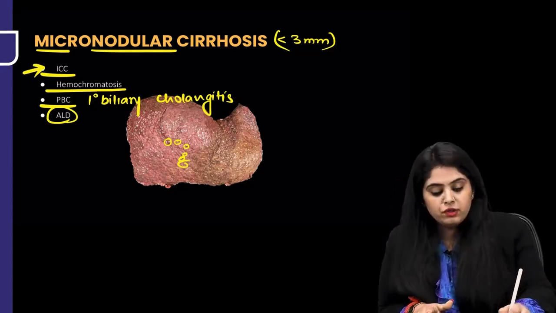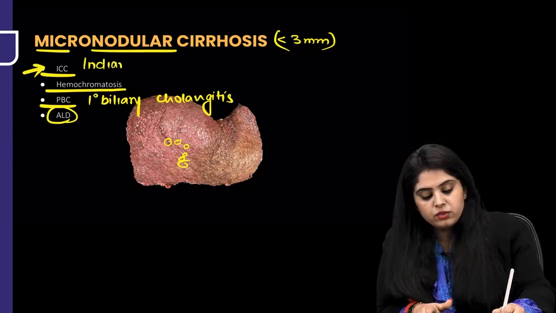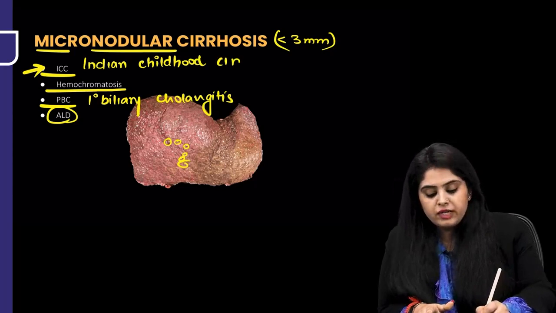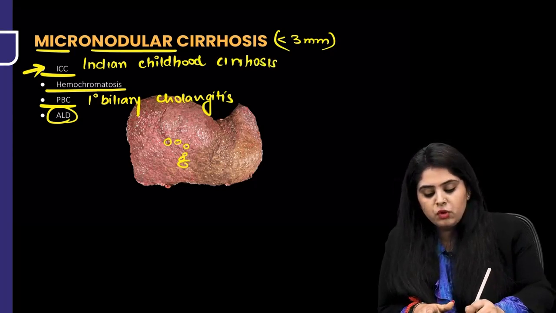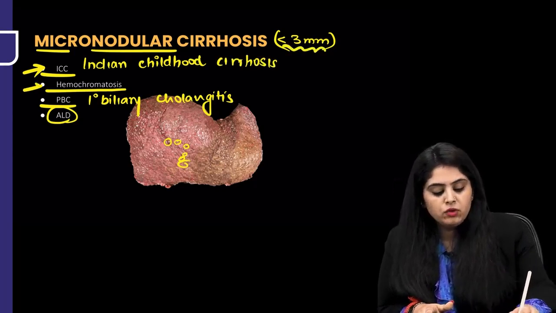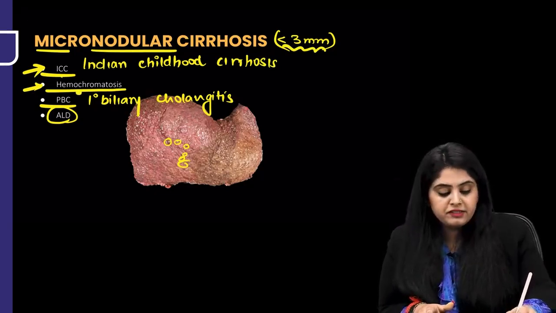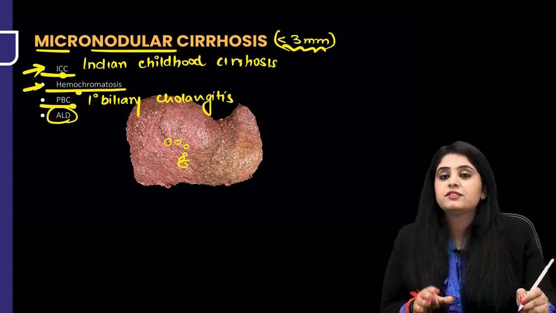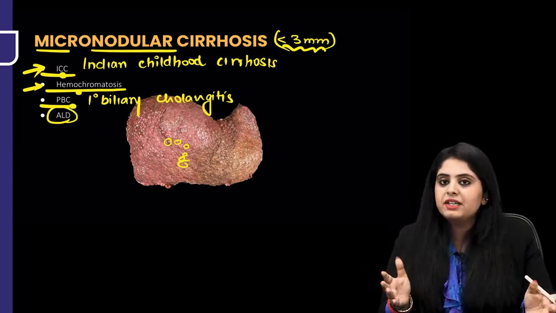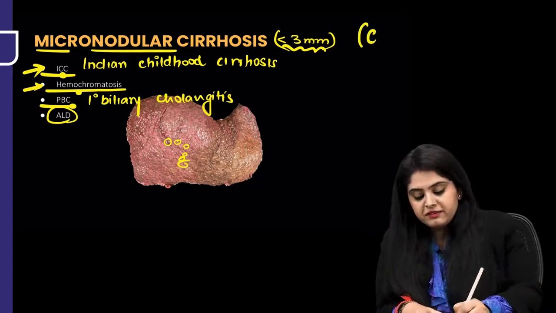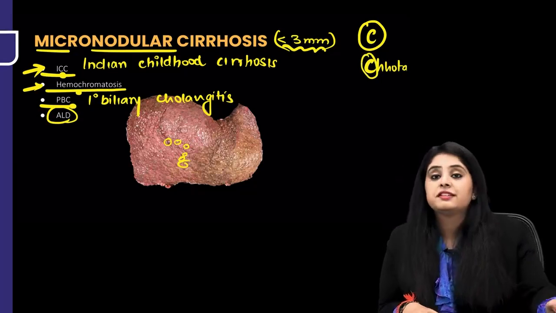Indian childhood cirrhosis. What did I say? Indian childhood. Childhood means small child. So small child, small nodules. So Indian childhood cirrhosis is going to show you small nodules. Hemochromatosis. Again, hemochromatosis has a C in it. Everywhere the C ones, I'm remembering it as child. It's not happening in children, but it means it's small, small. So all the CC ones are going to be small nodules, means less than 3 mm.